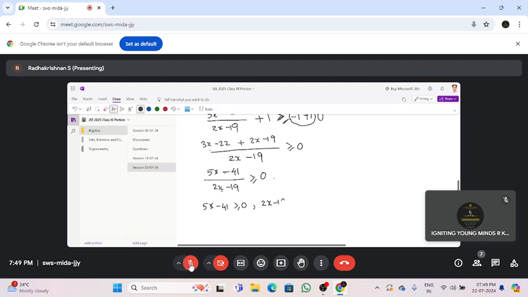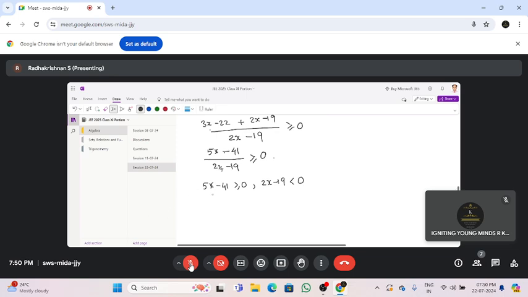2x minus 19 less than 0. Please note, I am not putting equal to here. So I am simply putting only 2x minus 19 less than 0. Because if 2x minus 19 is equal to 0, again this expression will not be defined. Denominator cannot be 0. Then the expression cannot be defined. Therefore, we should not put equality here. Whereas numerator, it's okay. Numerator can be 0.